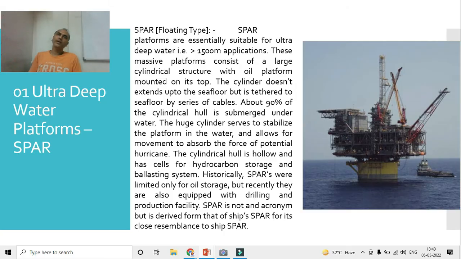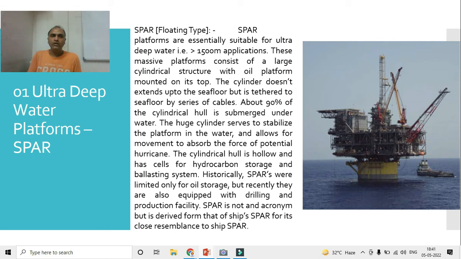To the best of my knowledge, these are in ultra high, ultra deep water, which is in Malaysia, Indonesia and the ocean surrounding Japan, where the water depth is around 5,000 meters, 6,000 meters, 8,000 meters. In that, this kind of platform is popular. So now we will move towards the description of the SPAR platform.